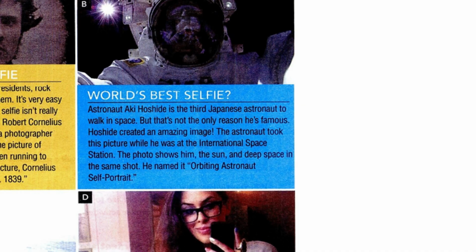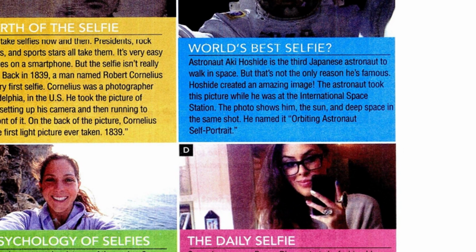Okay, thank you, Edward. So, world's best selfie. Astronaut Aki Hoshida is the third Japanese astronaut to walk in space. But that's not the only reason he's famous. Hoshida created an amazing image. The astronaut took the picture while he was at the International Space Station. The photo shows him, the sun, and deep space in the same shot. He named it Orbiting Astronaut Self Portrait.